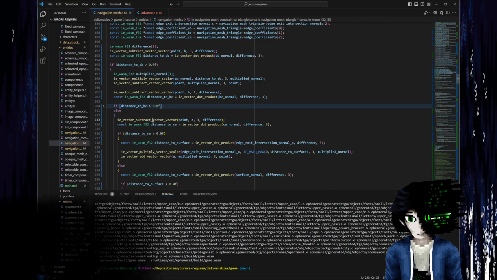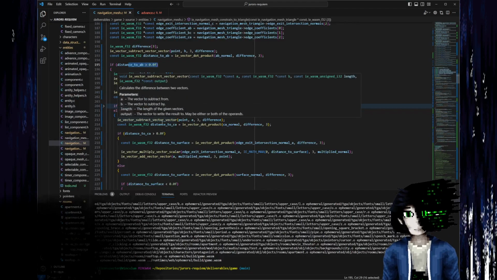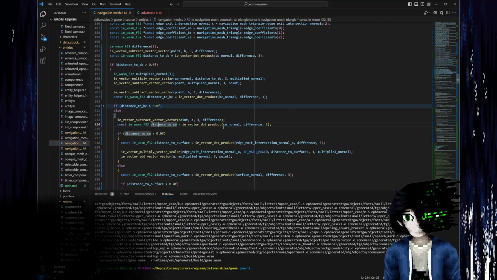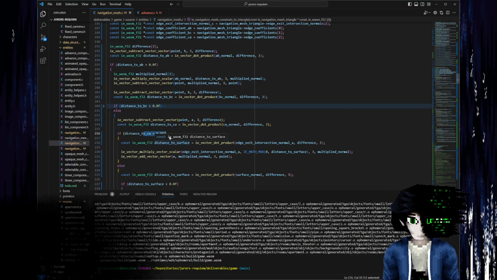Okay, otherwise, right, so we know we're over side AB, and we're then getting the distance. We're getting the difference between the point and A, and then we're getting the distance past the CA plane. So if we're over it, then at that point we're at vertex A. That's correct. We are getting the distance to the surface at that point.